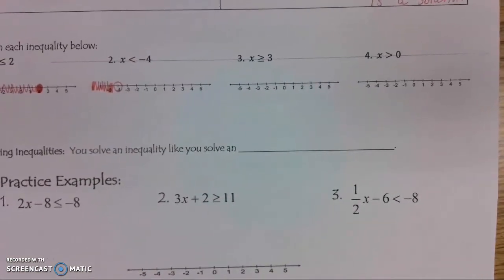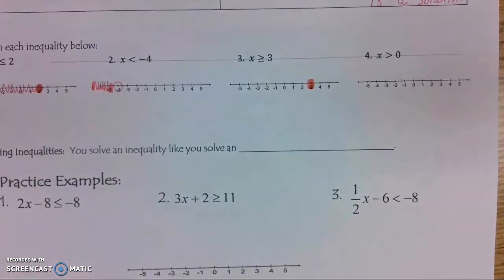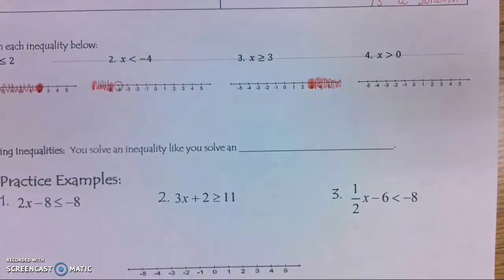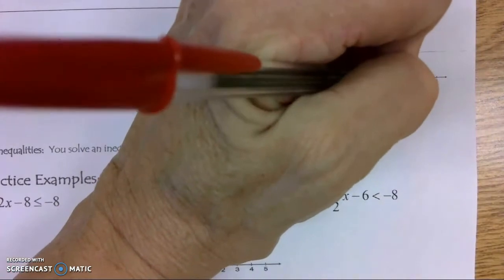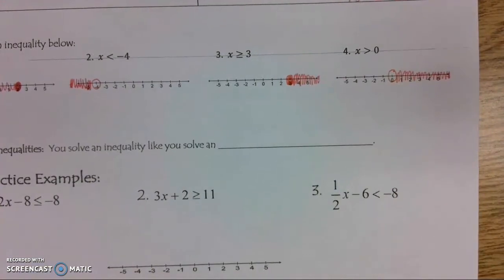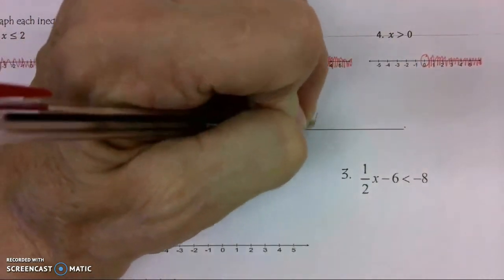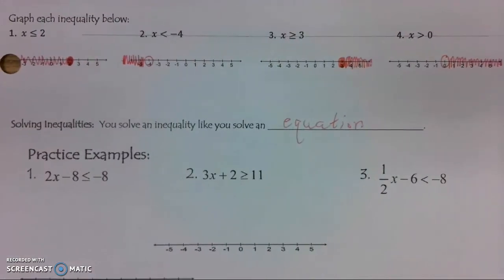Number 3, x is greater than or equal to 3. Closed circle on 3 because of that line. Greater goes to the right. And then on number 4, x is greater than 0. Open circle on 0. Shade to the right. Okay. Now, that's how we work with the graphs. When we solve an inequality, we're going to solve it just like we solve equations. We're going to follow the exact same steps. The only difference is, instead of it being equal, we're going to be using our inequality.